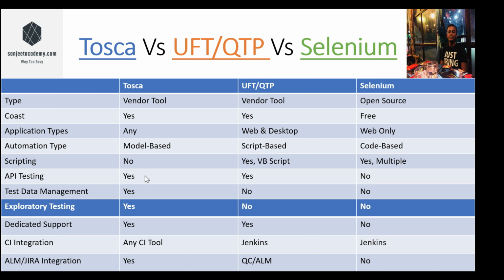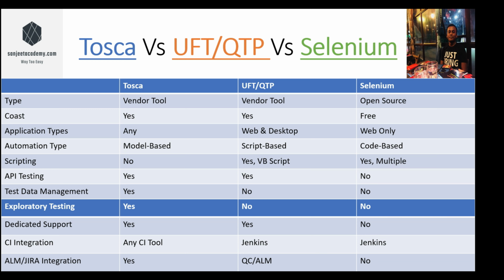API testing: there is support for API testing in Tosca. In UFT also you can do API testing, but there is no chance you can do API testing in Selenium. Test data management, that is, within the tool you get a data driven testing approach. In Tosca there is test data management. In UFT also there is, but in Selenium there is not. You can perform exploratory testing in Tosca. In UFT there is no chance for exploratory testing, same as for Selenium. Dedicated support team: as they are commercial tools, both Tosca and UFT have a dedicated support team, but Selenium, as an open source tool, doesn't have any dedicated support team.